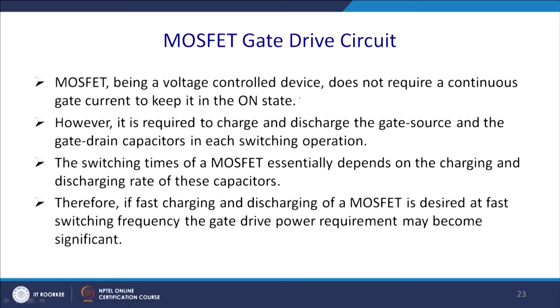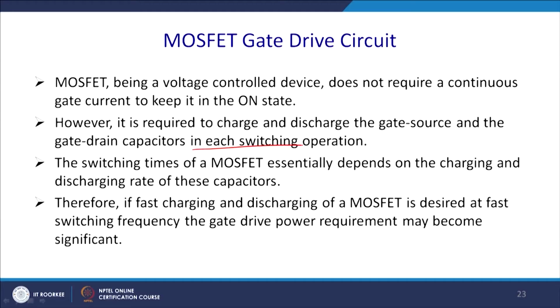MOSFET gate driver circuits. The MOSFET is quite a versatile device for low voltage high frequency applications. Being a voltage controlled device, it does not require a continuous gate current to keep it in the on state, and since it has an insulated gate, the gate current is quite low and the power dissipation in the MOSFET circuit is quite low compared to the GTO. However, it is required to charge and discharge the gate-source and drain capacitors in each switching operation. Every time, the capacitor across gate and source, that is CGS, has to be filled by the charge fed from the gate drive. The switching time of the MOSFET essentially depends on the charging and discharging time of the capacitor. So it will turn on when CGS is filled, and it will have forward blocking capability when this capacitor is fully discharged.